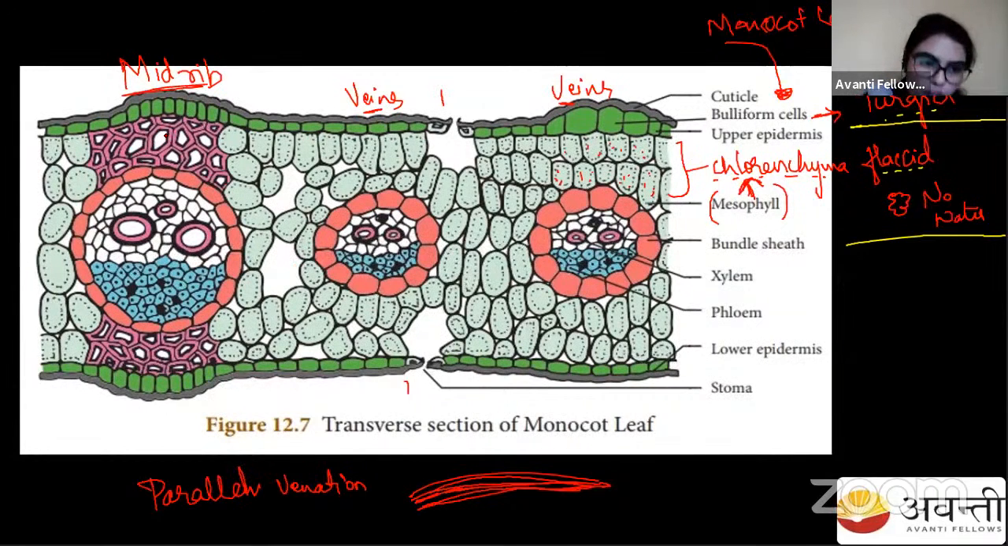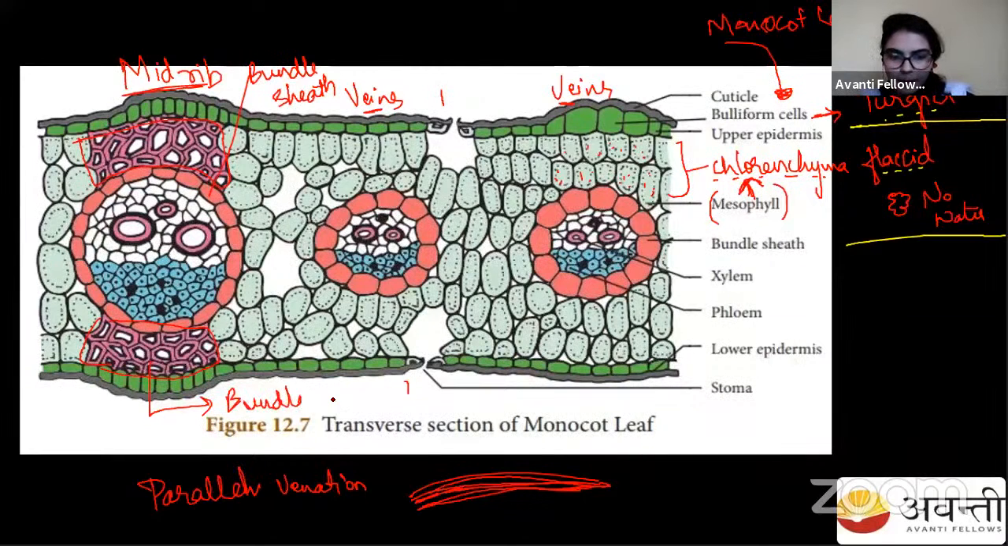Now this part here, this is the bundle sheath extension. We call it the bundle sheath extension. Actually, this is the bundle sheath. These pink colored cells are the bundle sheath cells, and this is the extension of the bundle sheath, and these bundle sheath cells are made up of sclerenchyma cells.